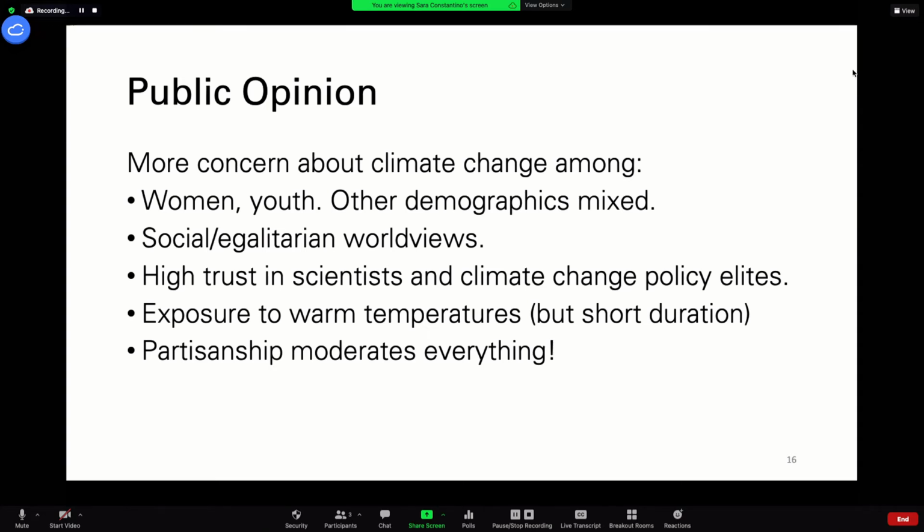And those who've been recently exposed to high temperatures also show a temporary increase in concern about climate change, but this is very short-lived. If you do surveys on days where the temperature is seasonally higher than normal for a particular season, you find that people are more concerned about climate change. And then the other thing that these studies find is that partisanship moderates everything.